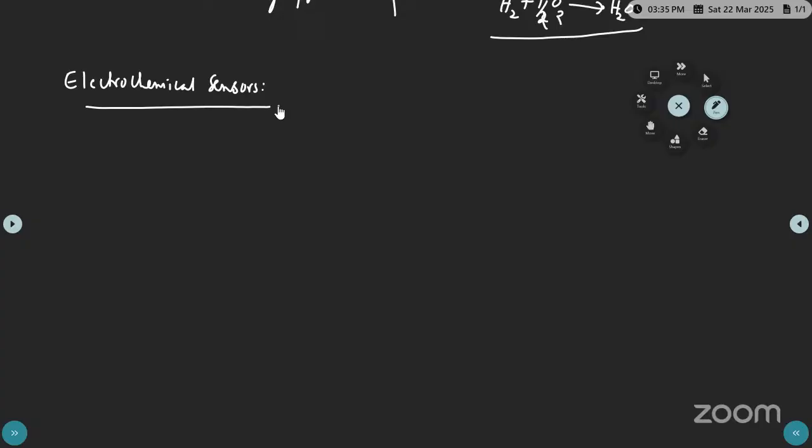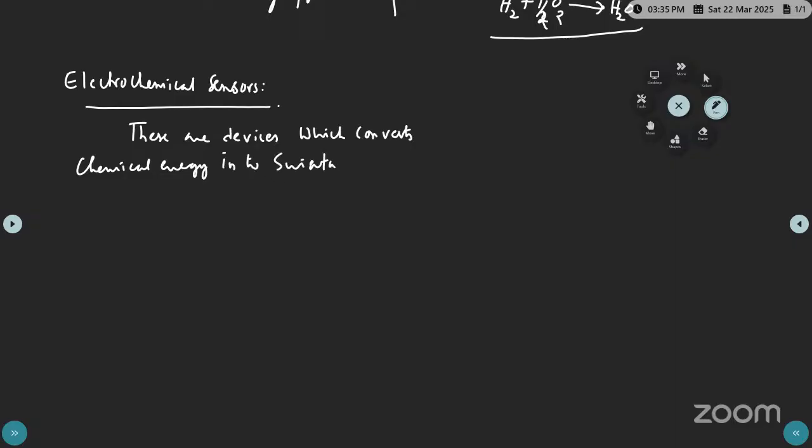Electrochemical sensors. What are electrochemical sensors? These are devices which convert chemical energy into suitable electrical signals, electrical signals to the computer. So they are called electrochemical sensors.